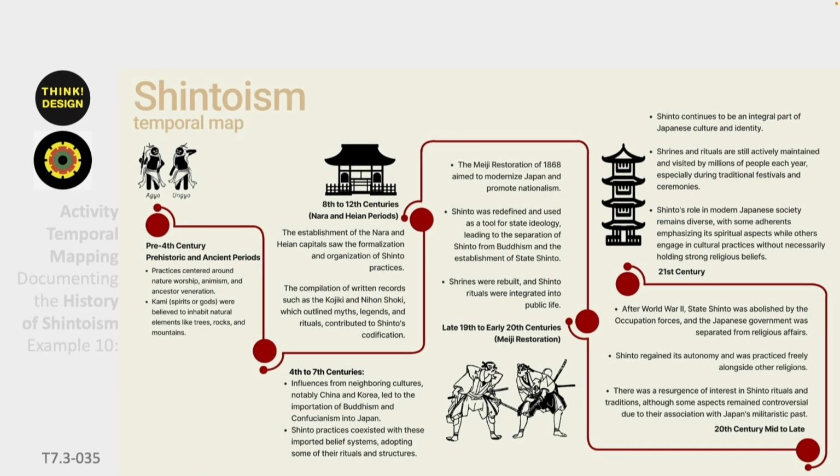You can also do it for showing history. Okay, so it's an activity temporal mapping of the history of Shintoism. Okay, right from the 4th century to the present times. Okay, one by one, the different aspects which were very, very important are mapped with descriptions of them.